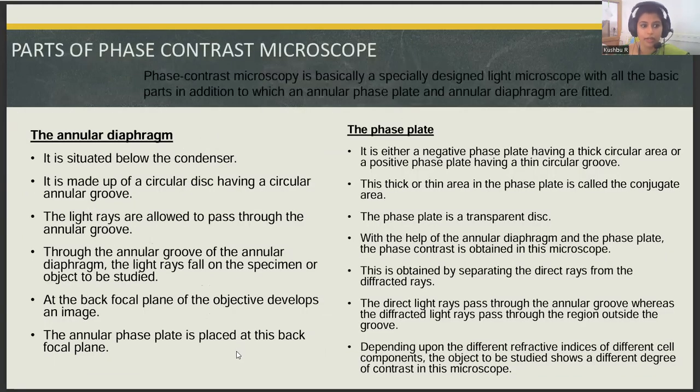Then this is the write-up on your annular diaphragm, and this is a write-up of your phase plate. A phase plate has two conjugate areas, a thick circular area or a thin circular area. When it has a thick circular area, we call it a negative phase. When it has a thin circular area or a groove, we call it a positive phase. This thickening or thinning of its region or groove is called a conjugate area. It can be a positive phase plate or a negative phase plate that we can use in the phase contrast microscope. They are generally a transparent disc. These help the annular diaphragm and the phase plate together produce the final magnified image. The role of a phase plate is to quantify the phase shift and produce the final magnified image.